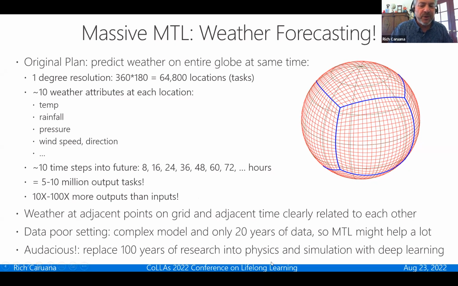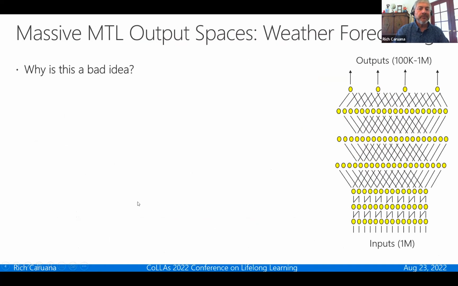This is a really crazy idea, though. Replace 100 years of research in physics, what is thousands and thousands of PhDs for building weather simulators, replace it with multitask learning. So why is this a bad idea?